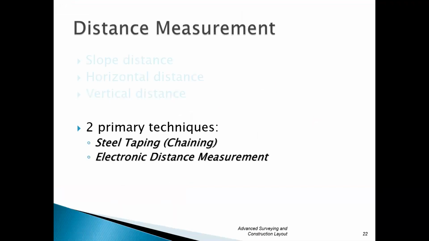For distance measurement, we have two primary methods or techniques of measuring distance, particularly for construction layout. You're either going to be using steel taping, sometimes referred to as chaining, because in the old days of surveying, you actually used chains. That's where it got that term. The other method is electronic distance measurement, the EDM. But remember, this is built into the total station. So you're primarily using a total station.